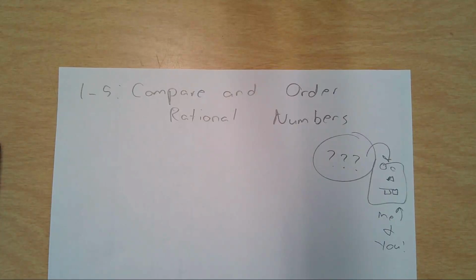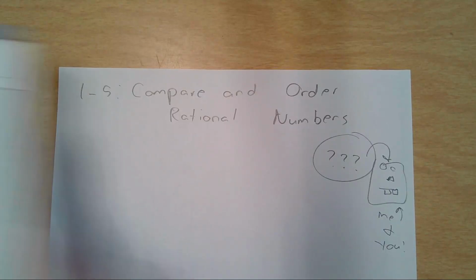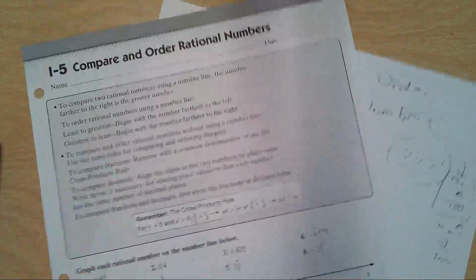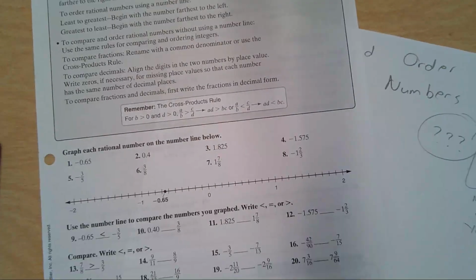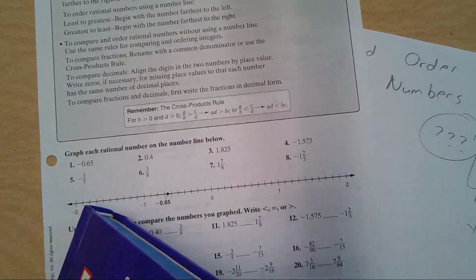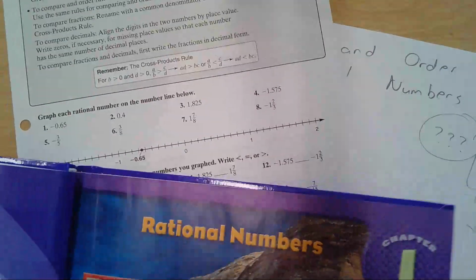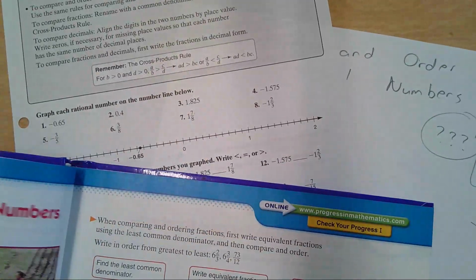Okay, 1-5, comparing, ordering rational numbers. Here's our homework thing, 9 and 10. Open up the book here. Again, by this point here, you should be very skilled at the greater than, less than, equal symbol.